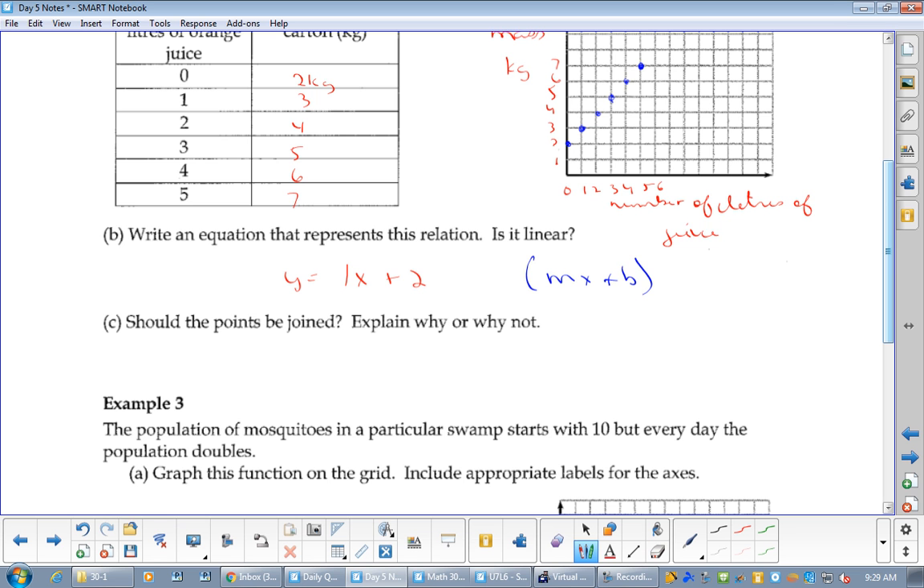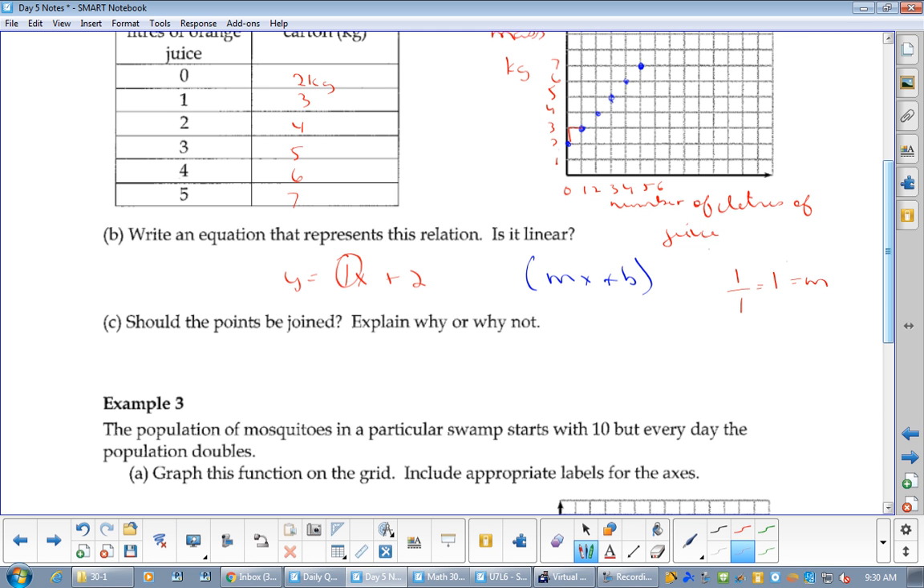And you guys, did you do slope in the past? Okay. Slope is rise over run. And we'll do more of that tomorrow. But you rise 1, run 1. So you go up 1, over 1. So that's where you get rise over run is 1 over 1. So you get an m of 1. Okay, that's my m value.